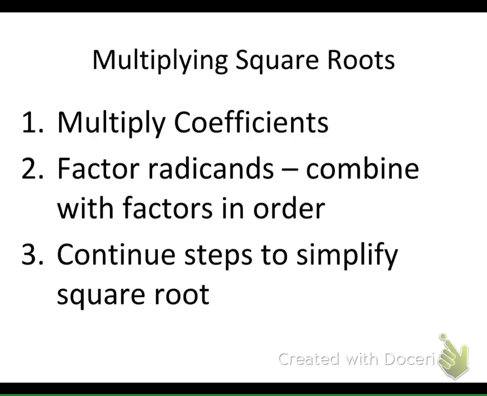Okay, so again, multiplying square roots, 3 simple steps. You know how to do all of these steps already, so just putting them all together. Multiply your outside numbers, your coefficients. Factor your radicands. Then we're going to combine those factors all together under one square root in order. And then we continue the steps to simplify the square root, which we learned a couple weeks ago.